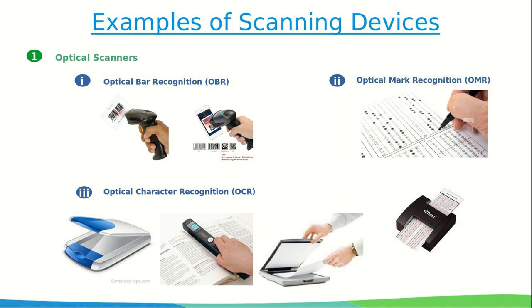Now, examples of optical scanners, the first one, as you can see there, is the OBR, the optical bar recognition. Now, in this technology, barcodes are captured using the barcode reader. Now, barcodes are lines of different thicknesses that are used to hold information, in most cases information about items.